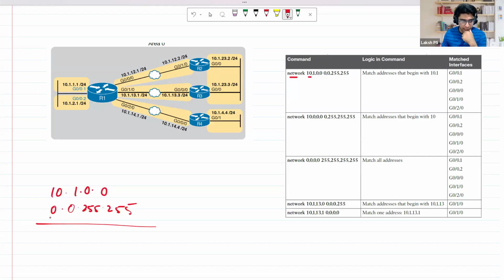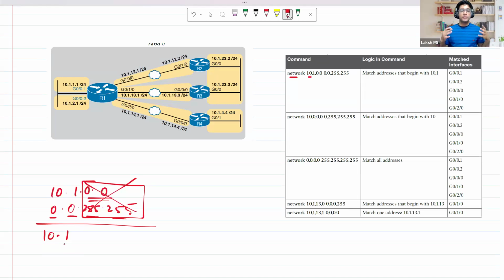OSPF will compare the octets wherever there is zero in the wildcard mask, and it will just write down those values. So that is 10.1. Wherever there are non-zero values, it will just ignore those octets. The octets that it has considered are the first two octets, 10.1, because as per the wildcard mask, the first two octets are 0, and that is what OSPF is looking for.